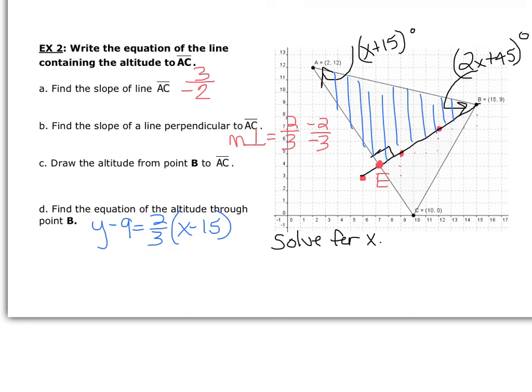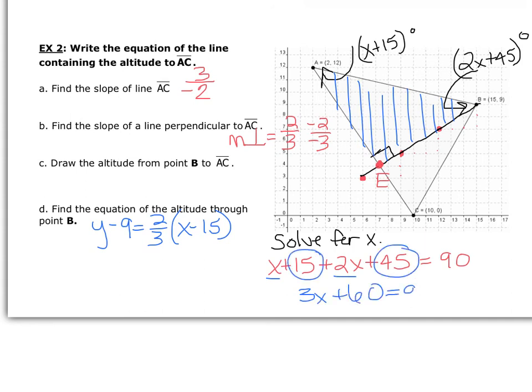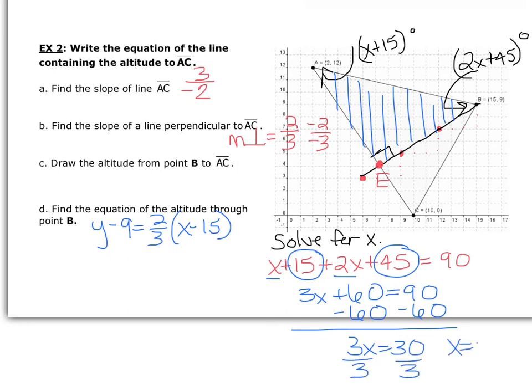So what you can do is take these expressions here, and we can say, all right, angle A, which is x plus 15, I know if I add it to angle B, which is 2x plus 45, that they are complementary. You could add all 3 of them up to 180 if you wanted to do it that way as well. Here you go, combine like terms. 15, 45 is 60. Subtract 60. So 3x is 30. Divide by 3, x is 10.